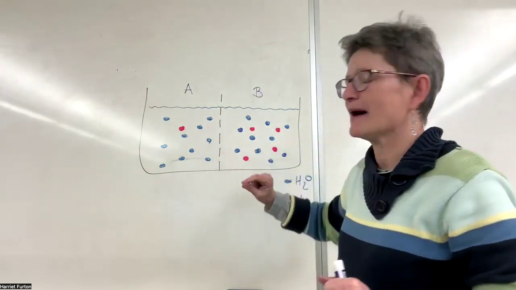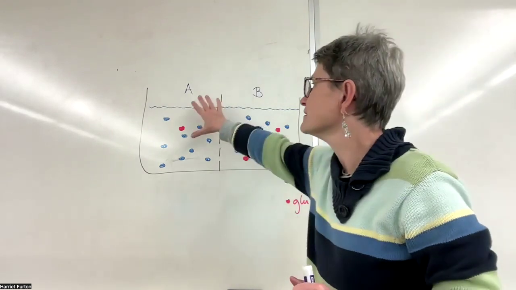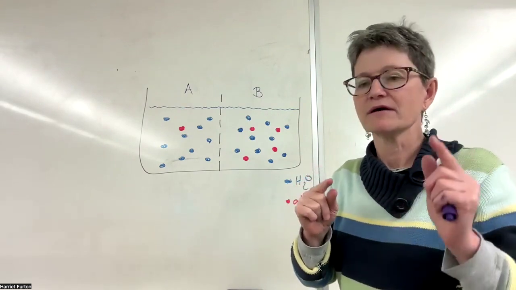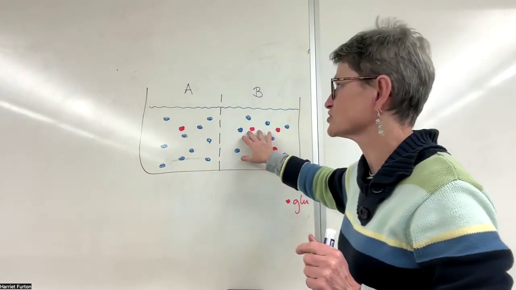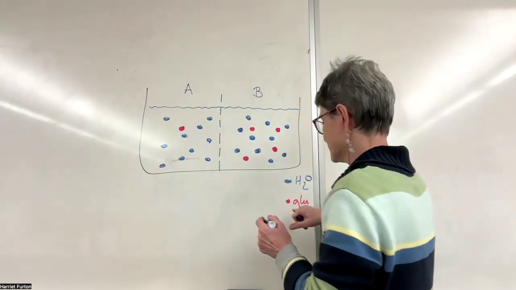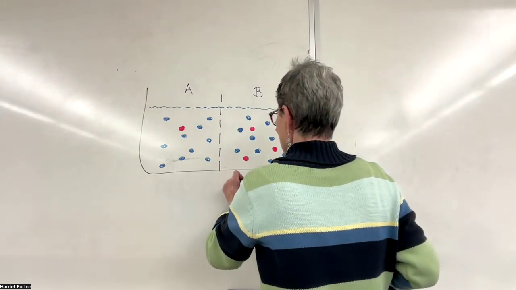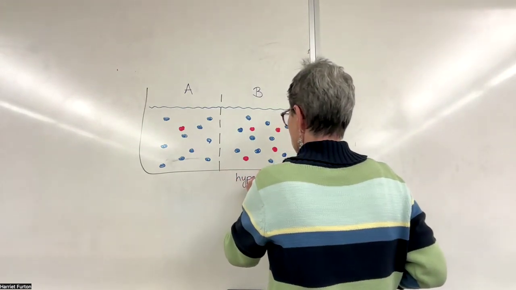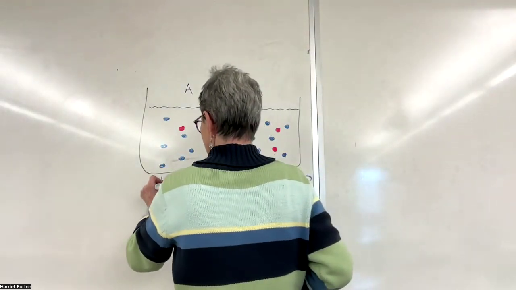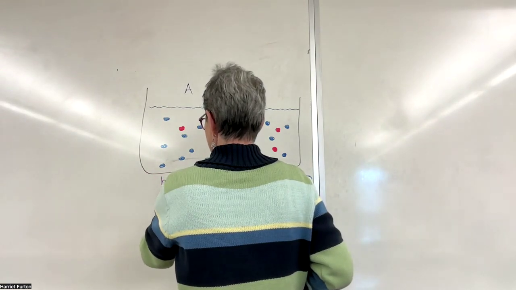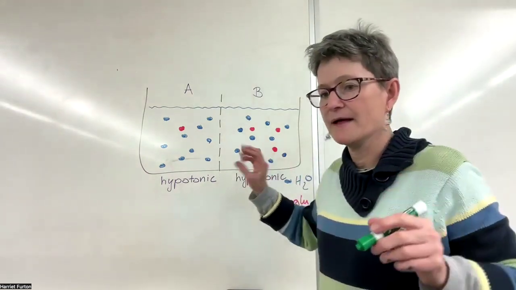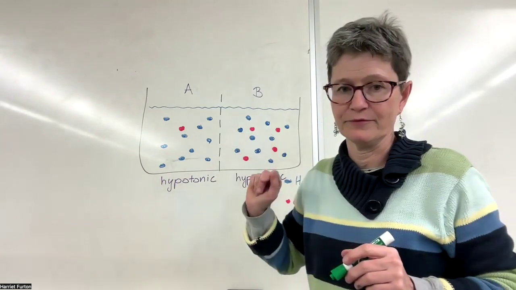What can we say about tonicity-wise A and B? Tonicity-wise, remember, relative to their solute concentration, we can say that B has more red dots, that's the solute. So this is hypertonic. And this one has only one dot, so it's going to be hypotonic solution. Now we will examine the water movement in here.